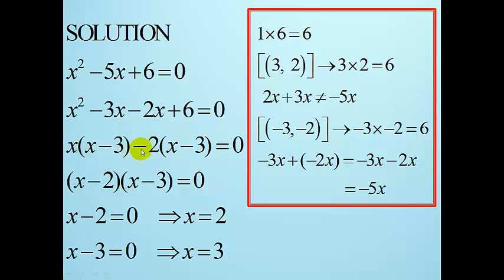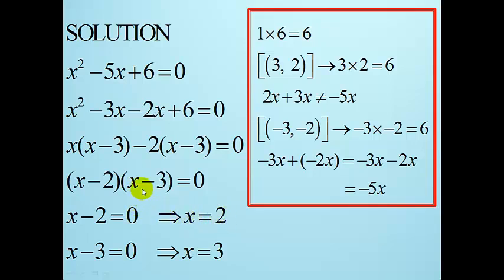So we have x minus 2 in one bracket, then x minus 3 also in one bracket, all is equal to 0. Now, this x minus 2 into x minus 3 equals 0 means that x minus 2 is equal to 0. When x minus 2 is equal to 0, solving for x, minus 2 on the left hand side becomes plus 2 on the right hand side.